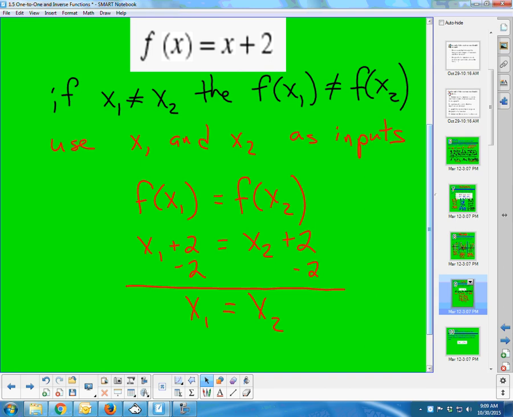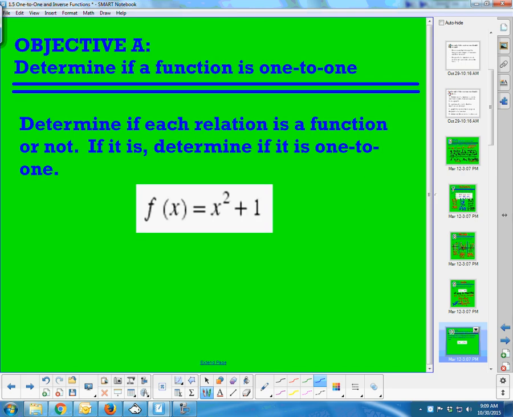So when I get this situation, I put in x sub 1 and x sub 2 and I simplify down, and I get this x sub 1 equals x sub 2. When this happens, this tells me that this is a one-to-one function. If I don't get x sub 1 equals x sub 2, then it's not a one-to-one function. And let me show you that with one last example here.